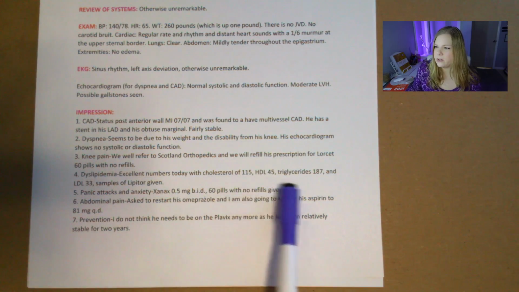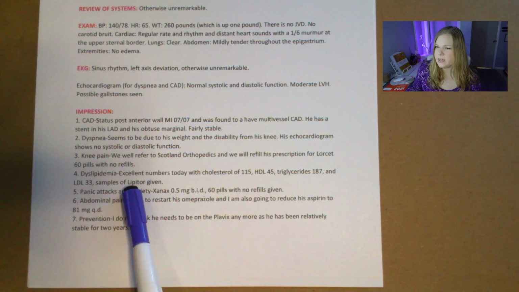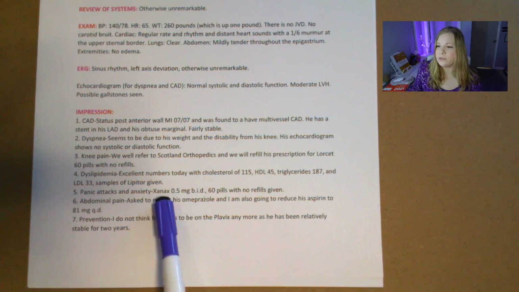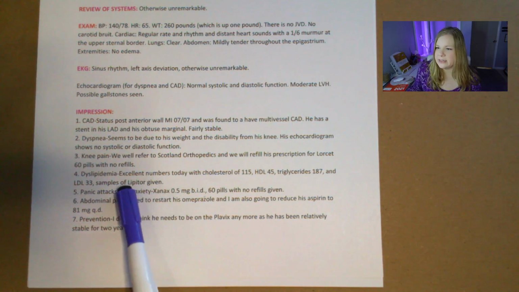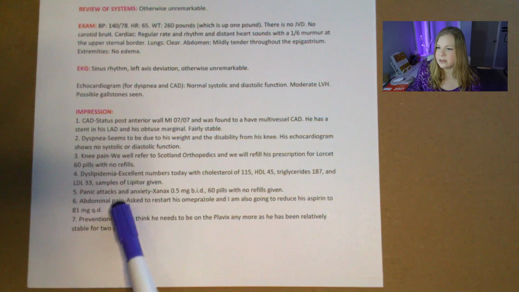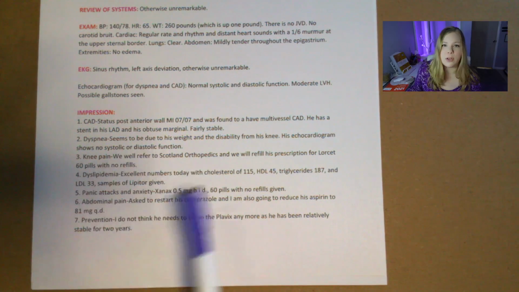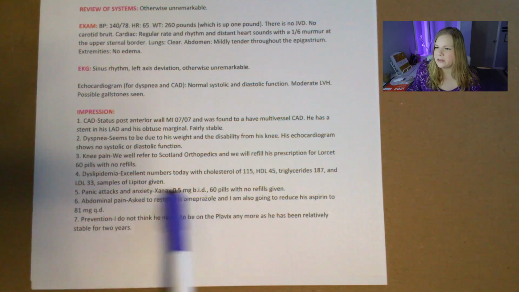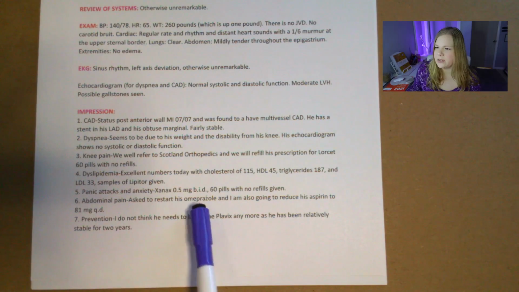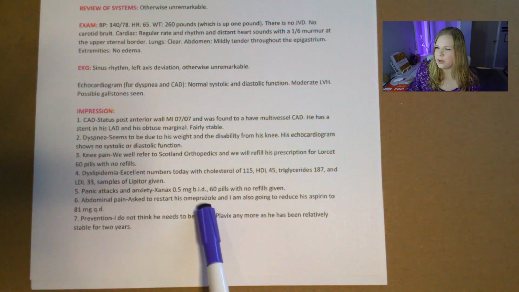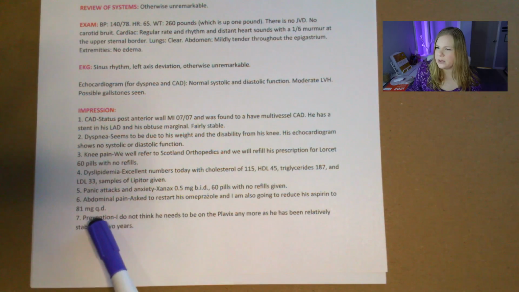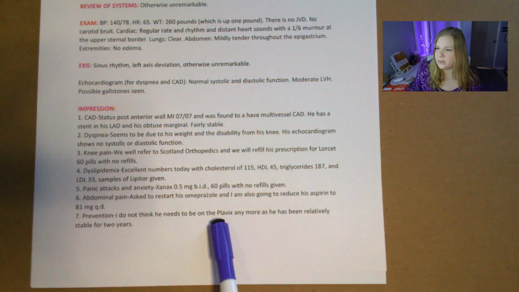Dyslipidemia, numbers today are good. Triglycerides, LDL. He gave some samples of Lipitor. Panic attacks and anxiety. Oh, he's on Xanax. See what I'm talking about? That's our prescription drug management right away. I'm looking at this right now and seeing he has Xanax, he has dyslipidemia, he has coronary artery disease. These are chronic conditions, and right away I'm looking at this and thinking it's a level 4. Panic attacks and anxiety, he's on Xanax. Abdominal pain, asked to restart his GERD medication, omeprazole, and I am going to reduce his aspirin. And for prevention, I do not think he needs to be on Plavix.